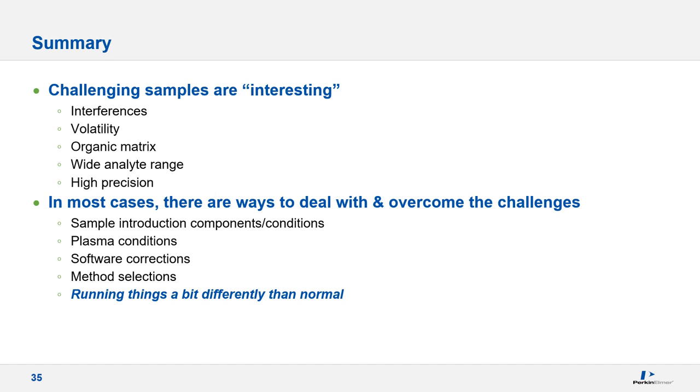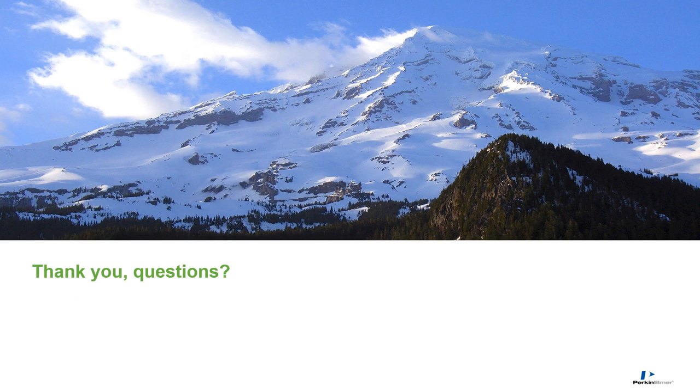As we have seen, challenging samples are interesting. These challenges result from interferences, volatility, organic matrices, having a wide analyte concentration range in a sample, and the requirements of high precision. In most cases, there are ways to deal with and overcome these challenges by using different sample introduction components and conditions, changing the plasma conditions, implementing software corrections, and changing method parameters. The best way to overcome many of these challenges encountered with ICP-OES is to run things just a bit differently than normal.